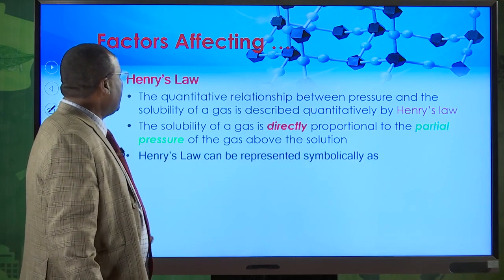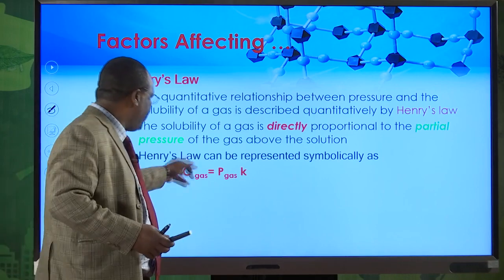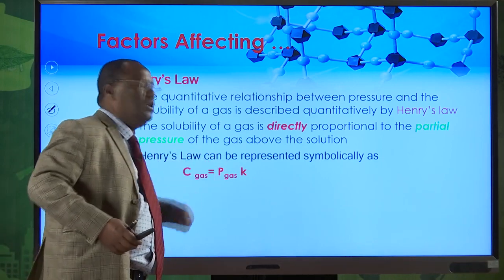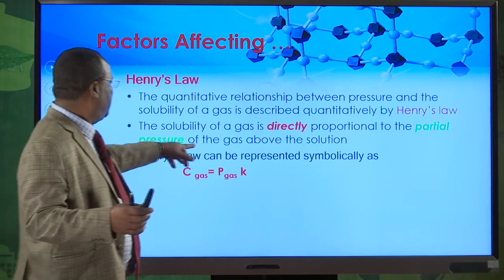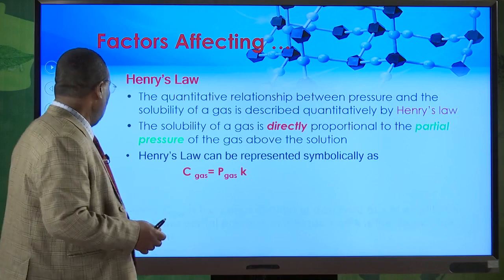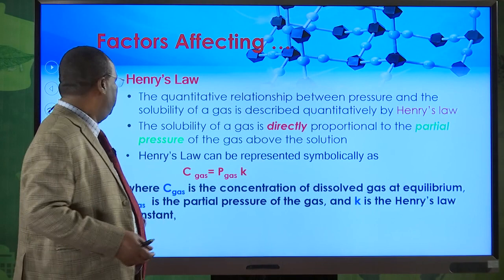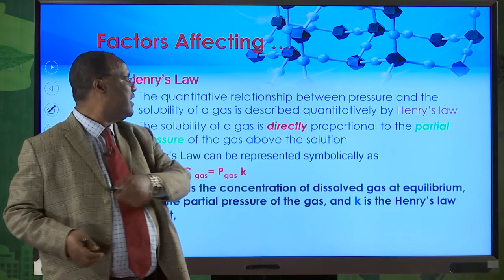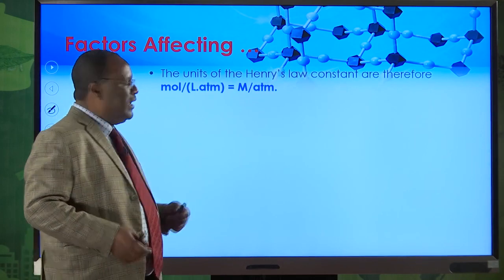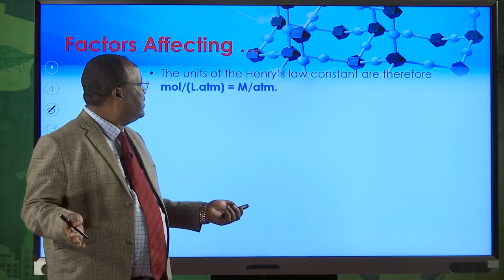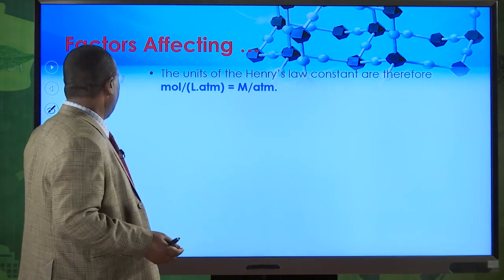So it can be expressed symbolically by this formula. The concentration of gas is directly proportional to the partial pressure of the gas above the solution. C_gas = k times P_gas, where k is Henry's constant, C_gas is the concentration of dissolved gas at equilibrium, P_gas is the partial pressure of the gas, and k is Henry's law constant. The units of Henry's law constant are therefore molarity per atmosphere of pressure.